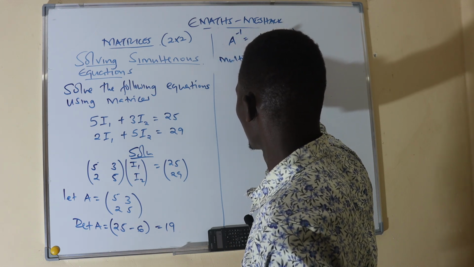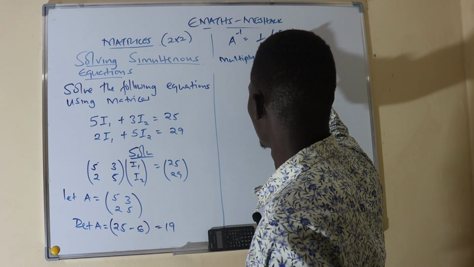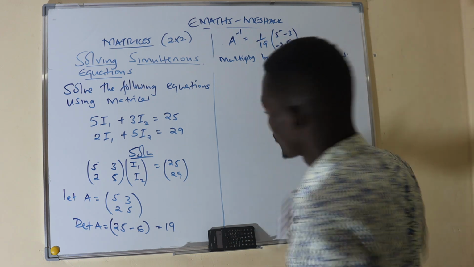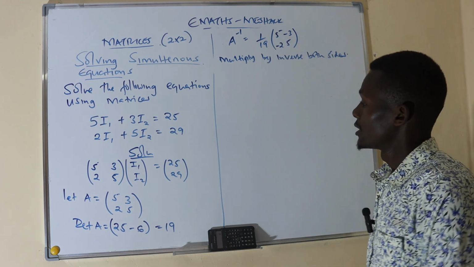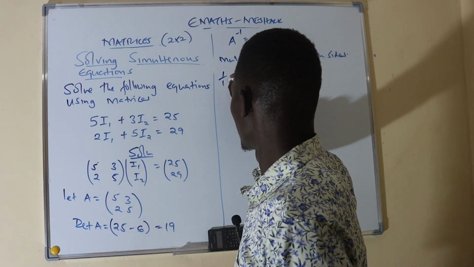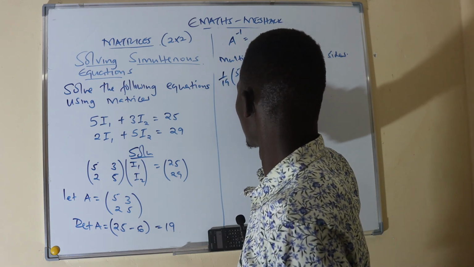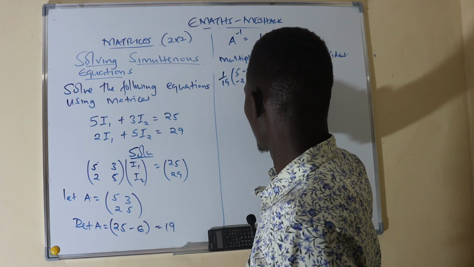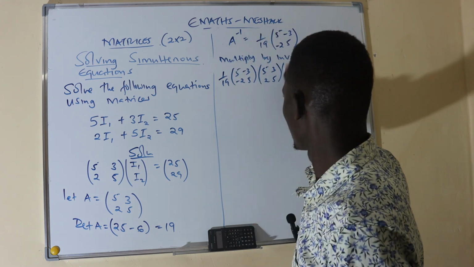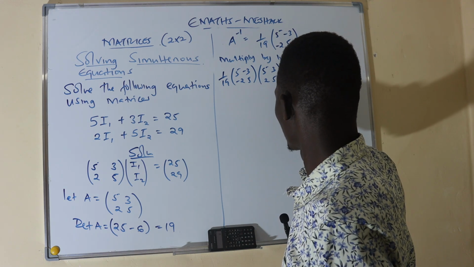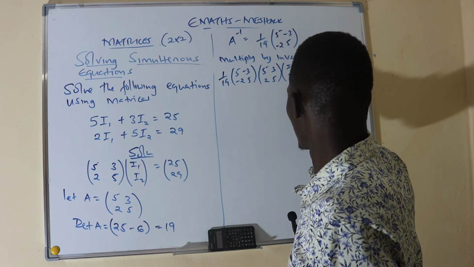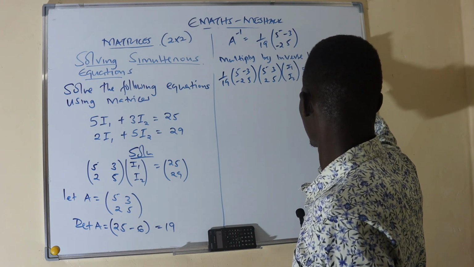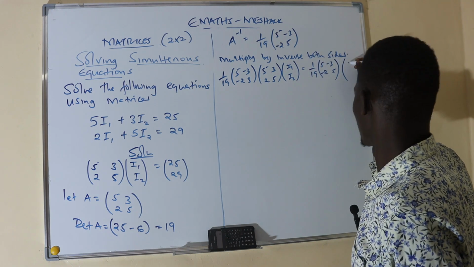The next step is to multiply both sides by the inverse. So again, it is 1 over 19 times the matrix 5, negative 3, negative 2, 5, then the matrix itself, 5, 3, 2, 5, times I1, I2, equals again 1 over 19 times 5, negative 3, negative 2, 5, then 25 and 29.